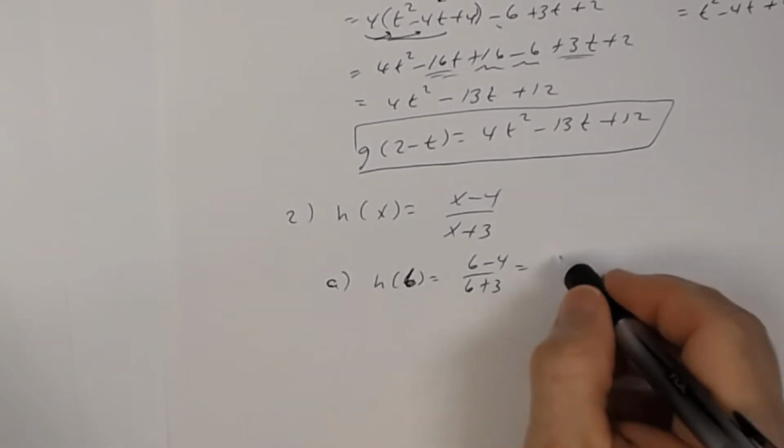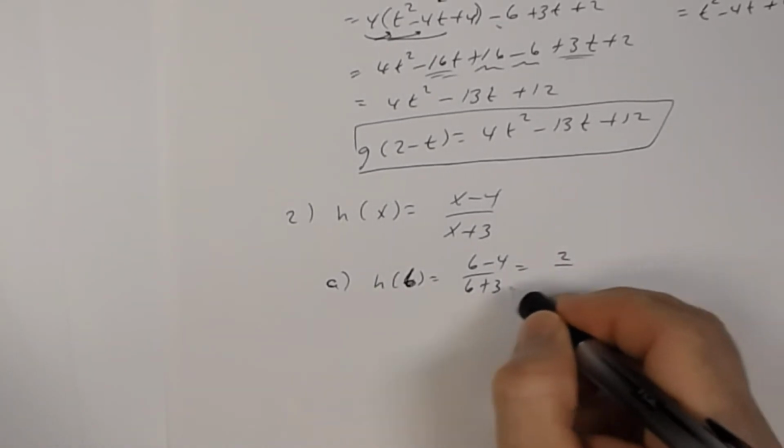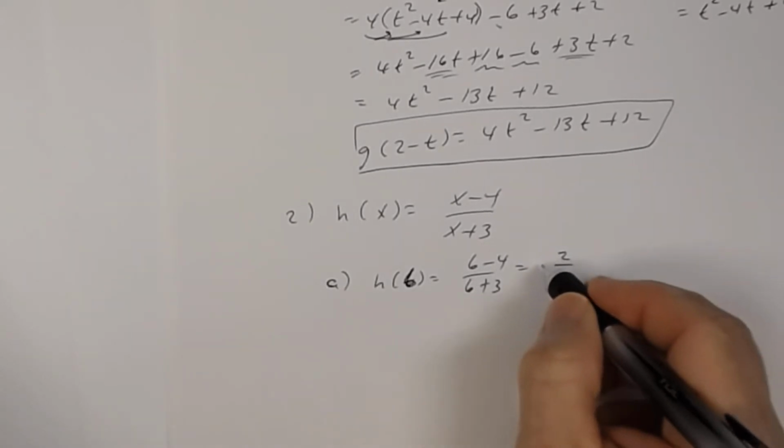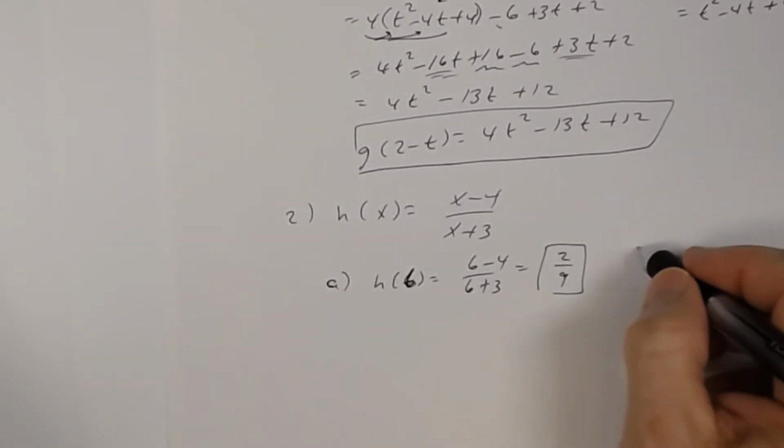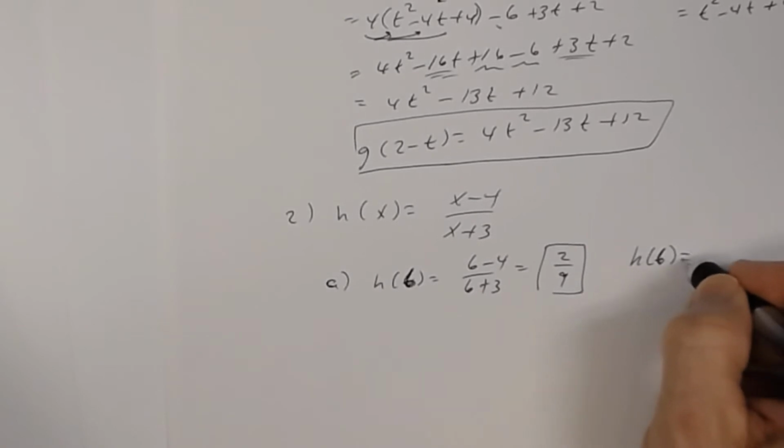Simplifying this, you are expected to go further. 6 minus 4 is 2. 6 plus 3 is 9. And you cannot reduce, so there's the answer. So that means h of 6 is 2 ninths.